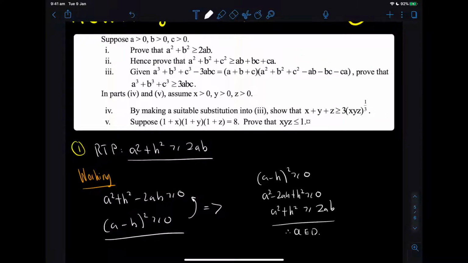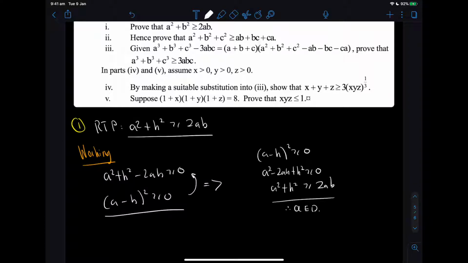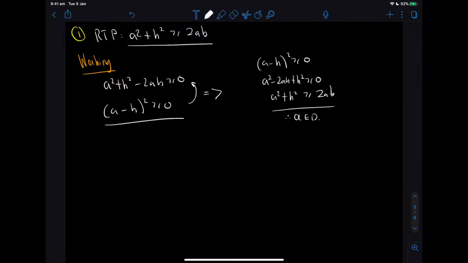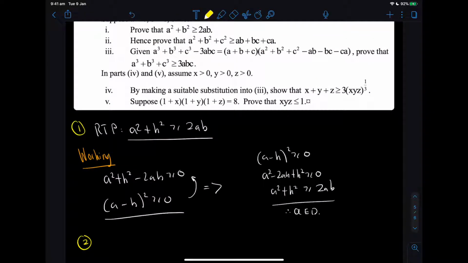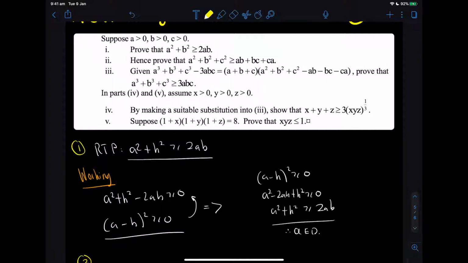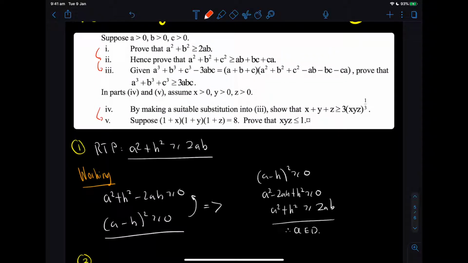Cool. Part 2 asks us to prove that a squared plus b squared plus c squared is now greater than or equal to ab plus bc plus ca. So how are we going to do this part? This one's a little trickier to see. Usually with these types of questions, we are meant to use each previous part for the next part. As you'll see in this question, it's a pretty usual trend with these types of questions.